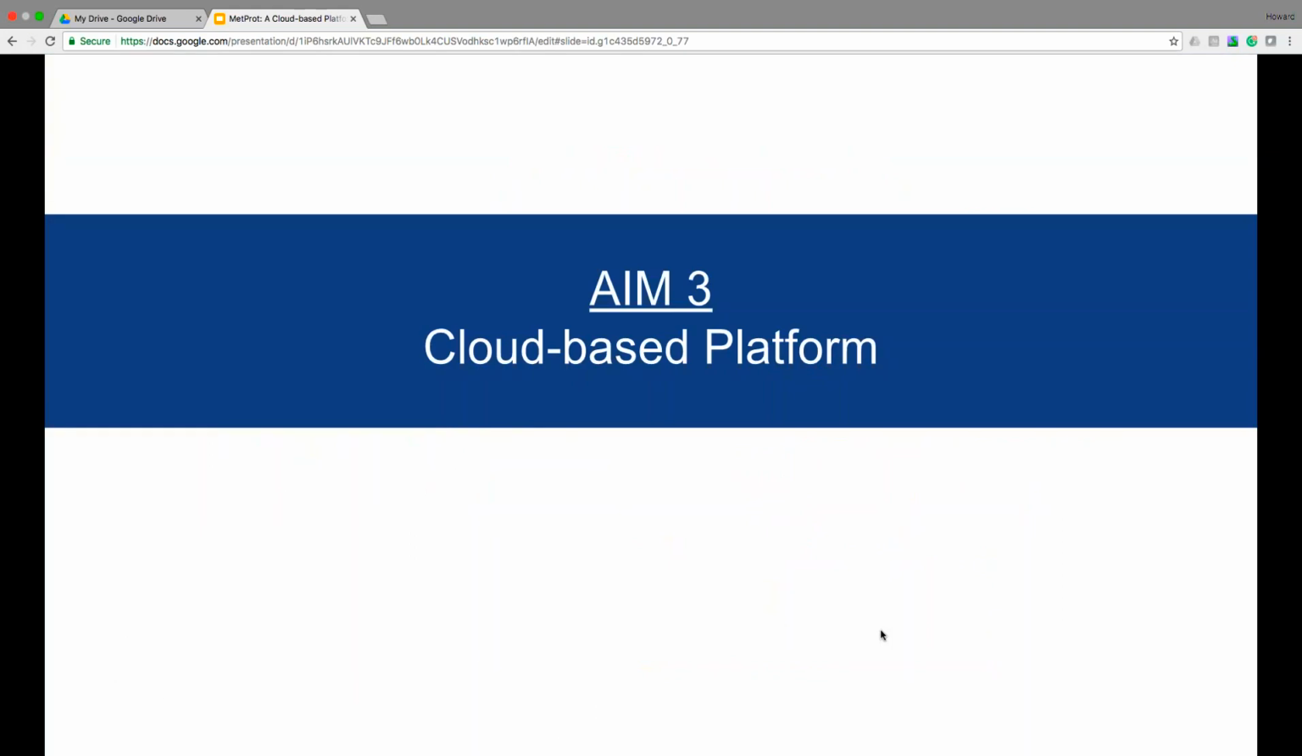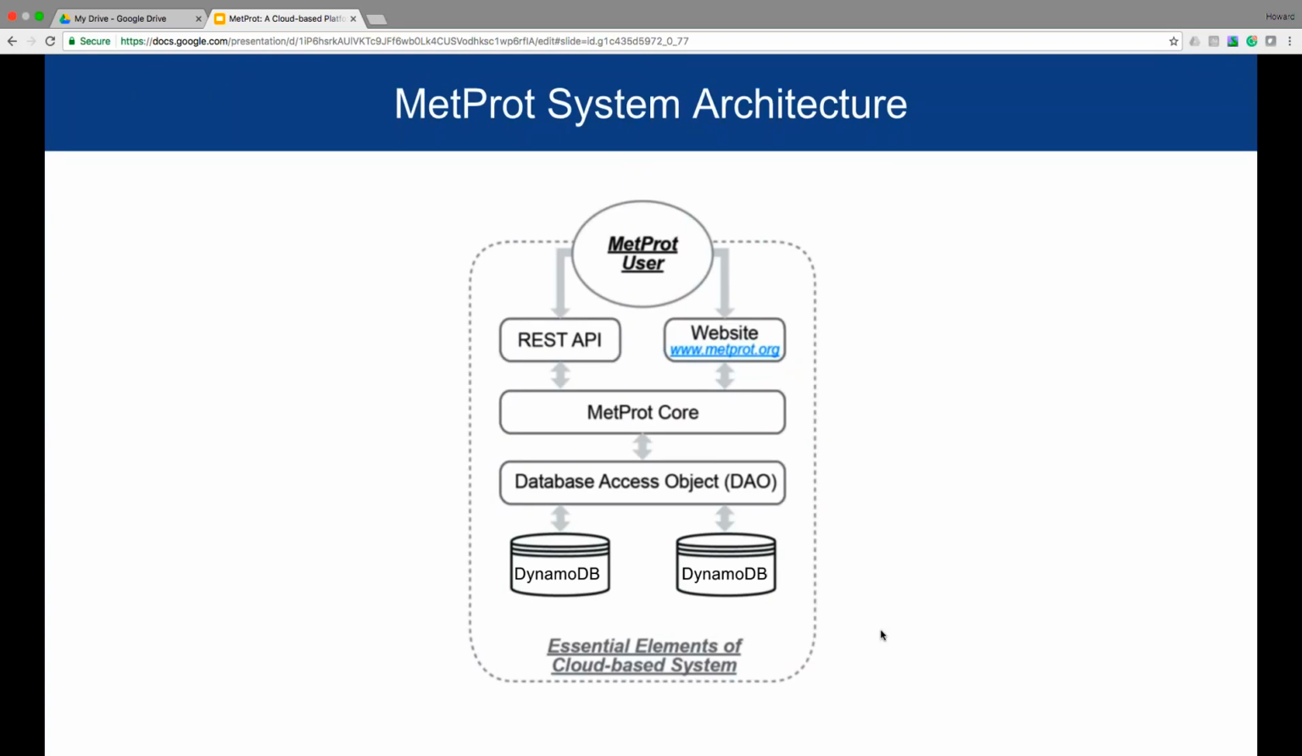Okay, I will move on to aim 3. Aim 3 is about building a cloud-based platform. This diagram shows MetProt's systematic architecture, and users will be able to access MetProt through either a RESTful API or website. Once users submit a query through those access points, MetProt core will analyze, annotate, and integrate the input data sets, and information archived in the MetProt database will be accessed through the DAO.